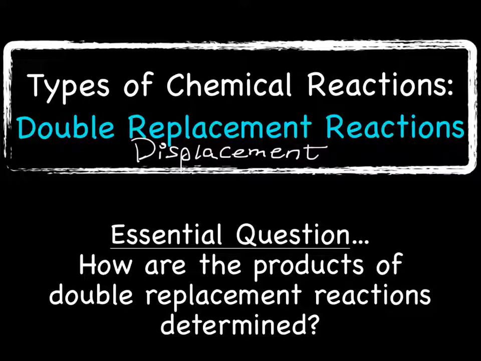All right, for today's lecture you need a couple things handy. You need your periodic table and polyatomic ion chart. Also, if you look in your packet, you will find something titled Solubility Rules. Get that out as well.